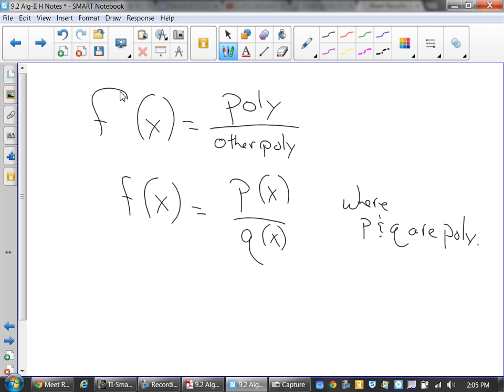Yes, sir. Oh, I got a question. So the book writes it as f of x equals p of x divided by q of x, where p and q are polynomials. In other words, it's a polynomial divided by a polynomial. I think you guys like that terminology better. It's a little bit easier to look at.